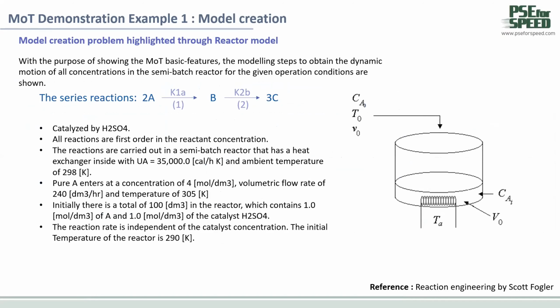Example 1 is the demonstration of the model creation problem, which is highlighted through the reactor model. The problem definition is from Fogler's book, that is a model combination of ordinary differential equations plus algebraic equations. The problem is a semi-batch reactor having a heat exchanger inside, which has a series reaction as presented here, catalyzed by H2SO4, and all reactions are first order, and the reaction rate is independent of the catalyst concentration.